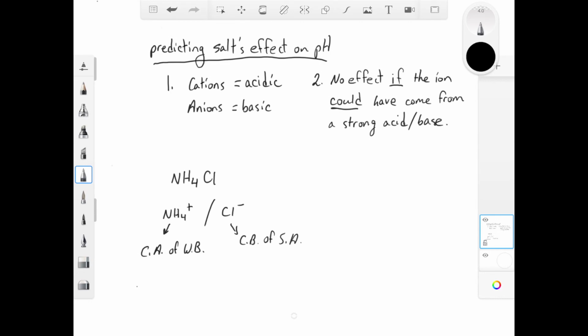So if chloride could be the conjugate base of a strong acid, according to rule number 2, it would have no effect on the pH. If you have something that contains an acidic component, the NH4 plus, and something that has no effect on the pH, the chloride, the net effect is going to be acidic. So if you put ammonium chloride into solution, that solution will be acidic.